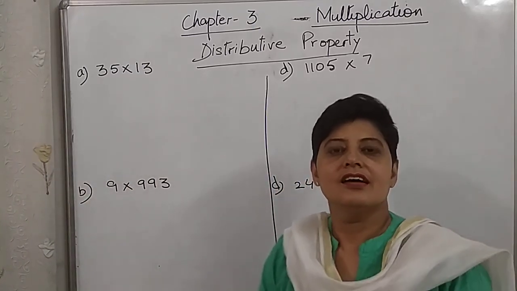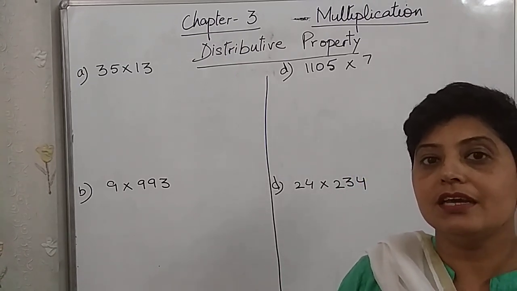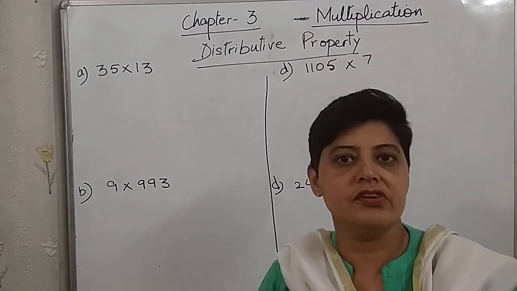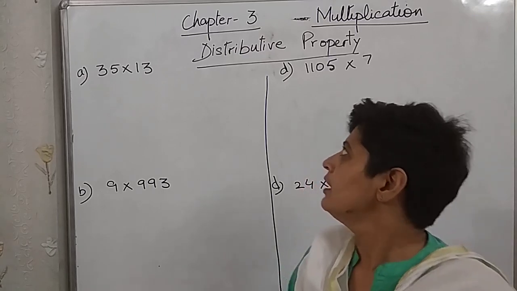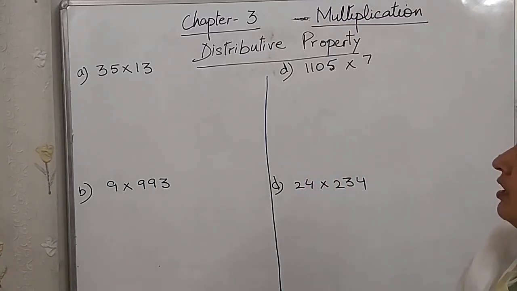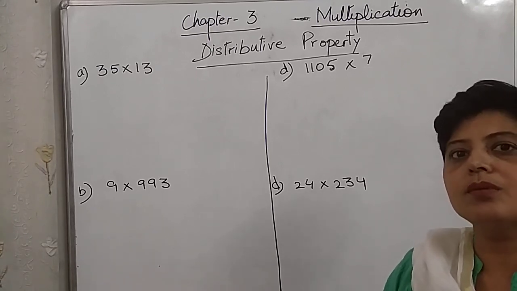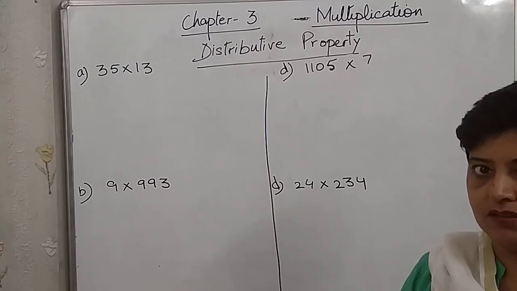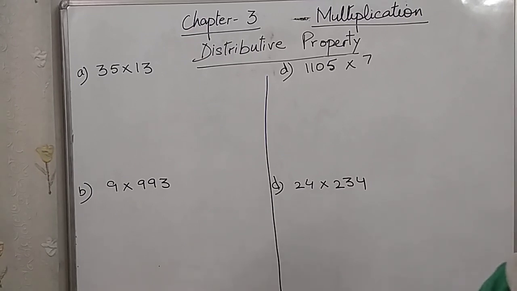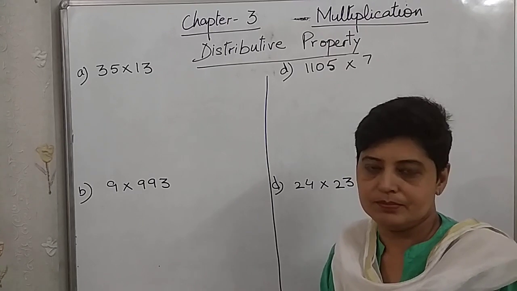So children, in my previous class we had learnt about commutative property, that is reordering, and associative property, that was regrouping property. Now moving further, today we learn distributive property. In this property, we will break either the multiplicand or the multiplier into smaller numbers, preferably multiples of 10 and one digit numbers, so that it's easier to multiply.